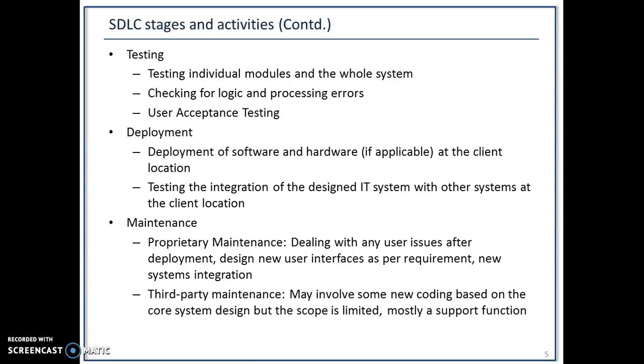And finally, maintenance. Once you finish a project, you also have a maintenance phase in which, once the client starts using the software, if there are any problems, the IT company will fix those problems in a limited period of time. There are typically two types of maintenance: proprietary maintenance and third party maintenance. Proprietary maintenance means the company which developed the software will itself do all the maintenance, such as any user issues after deployment, designing new user interfaces as per requirement, etc. And then there is third party maintenance, which basically means the software was written by some other company, and some other company is providing maintenance to that software. This is very limited.